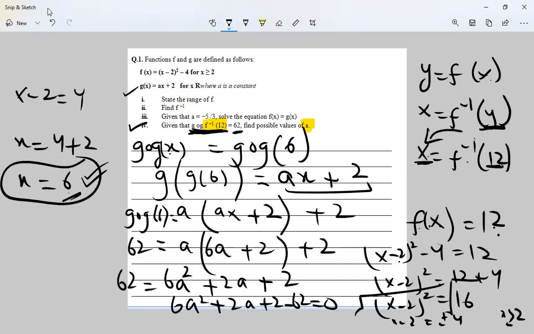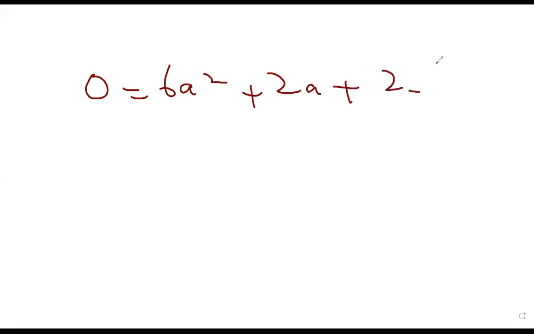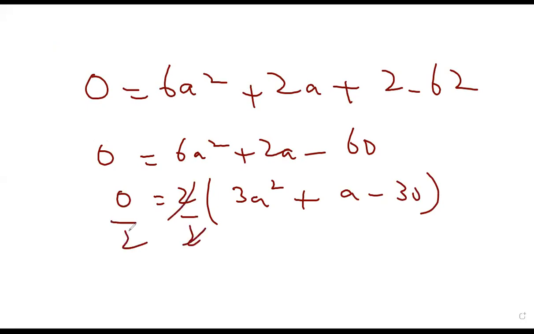Now I am coming on the whiteboard. Now see, the final equation is 0 is equal to 6A squared plus 2A plus 2 minus 62. It will become 6A squared plus 2A minus 60 is equal to 0. You can take 2 as a common element. It will become 3A squared plus A minus 30 is equal to 0.